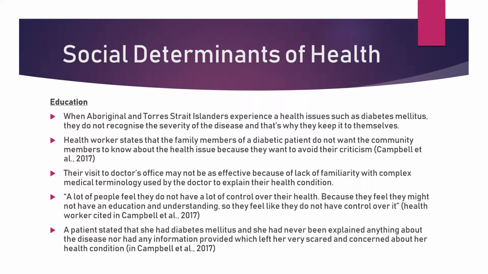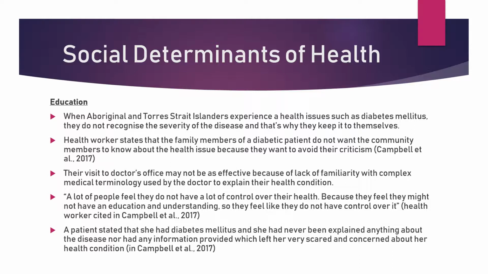Social determinants of health consist of several factors. These factors include social support networks, social environment, gender and culture, healthy child development, biological characteristics, personal health practices, and coping skills. For Aboriginal and Torres Strait Islanders living in remote areas, the social determinants of health relevant to diabetes mellitus are education, socio-economic status, and access to healthcare resources.